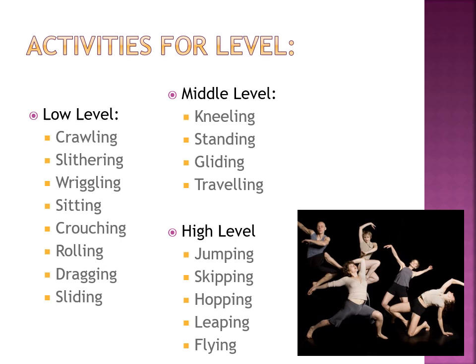And finally, our high level. High level would be things like jumping, skipping, hopping, leaping, flying. And I like the picture to the right because you can see the dancers in this are all at different levels. So from the left, which is at our quite high level, we've got two dancers there that are elevated. Then we've got two people at our middle level, and then one at the low level.